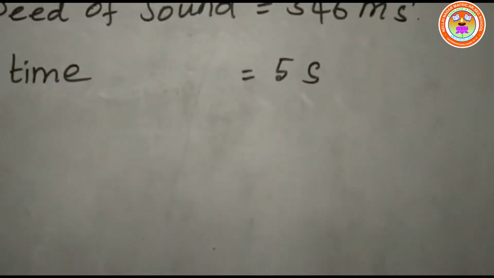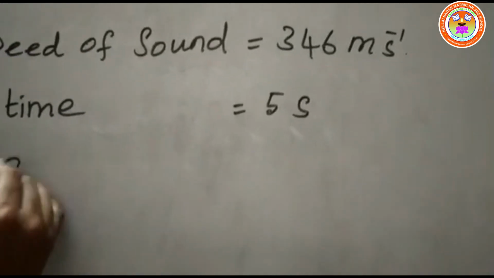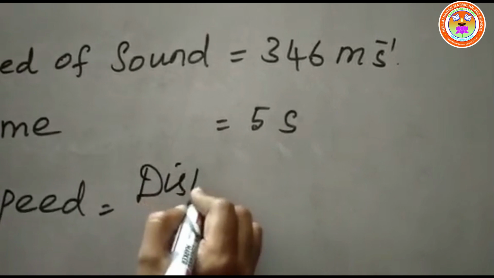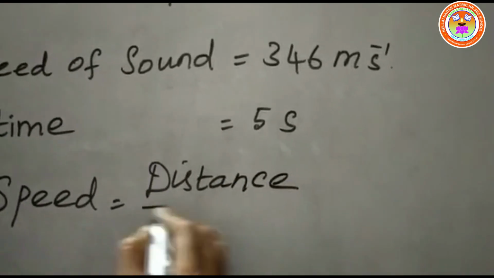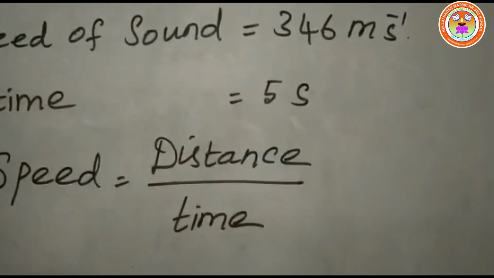We could able to find out. So time is equal to 5 seconds. So what is the speed formula? Already we know, speed is equal to distance by time. In this problem, we are going to find out the distance only.